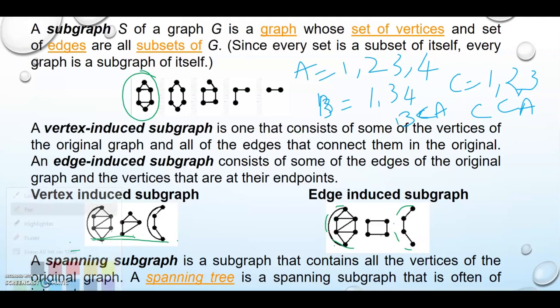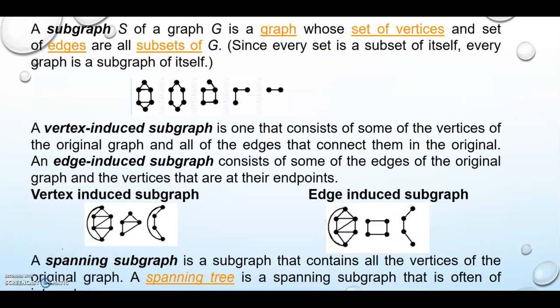And now, what is a spanning graph? A spanning subgraph is a subgraph that contains all the vertices of the original graph. Whatever vertices the original graph has, the subgraph has the same. That is called a spanning graph. A spanning tree is a spanning subgraph that is often of interest.